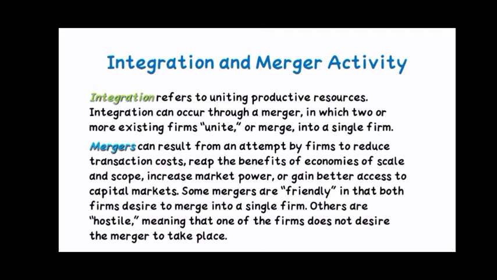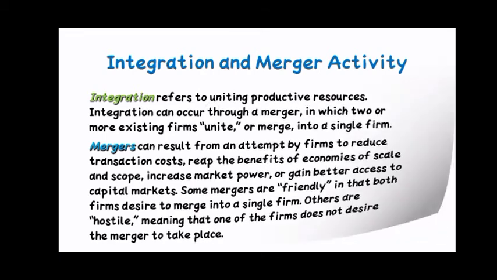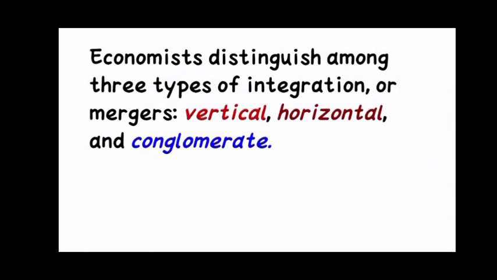So murag napoy duha kon sa mergers. Ang friendly where nag-aim sila para sa kayuhan sa usag usa, ang hostile where ang usa dili ganahan nga mas mulabaw ang usa. So the economists distinguish among three types of integration or mergers. It is called the vertical, horizontal, and conglomerate.